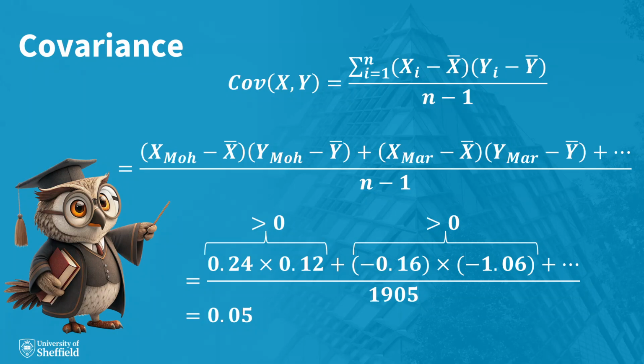In this case, we get a positive result of 0.05. This means that Mohammed and Mariam are typical of the overall sample in that taller children tend to come from wealthier households and shorter children tend to come from poorer households.